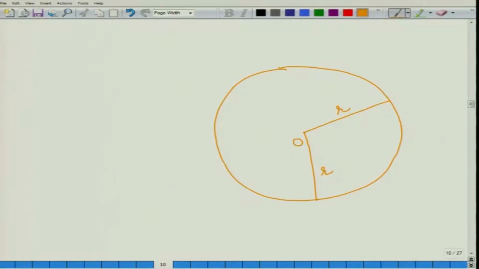The diameter is a chord, so it is a line that passes through the center and it cuts the circle at 2 points A and B. Now, diameter is twice the radius, the perimeter is given by 2 pi r, and the area of the circle is given by pi r square.